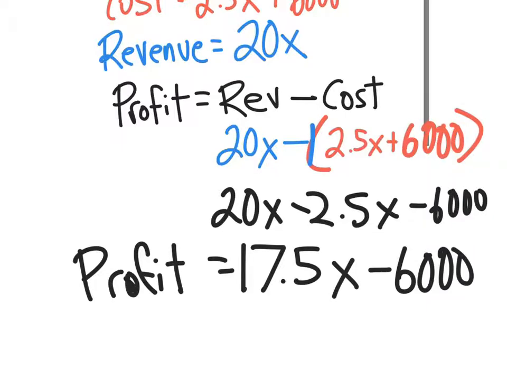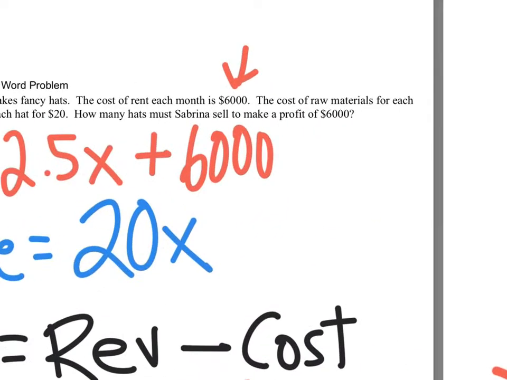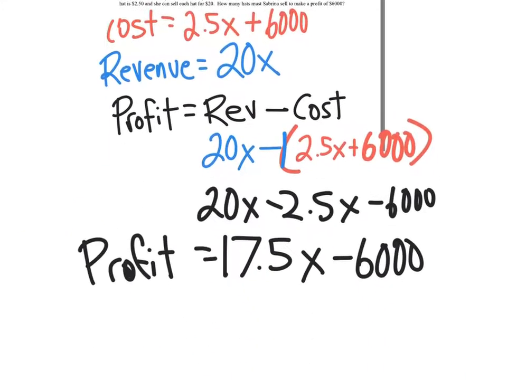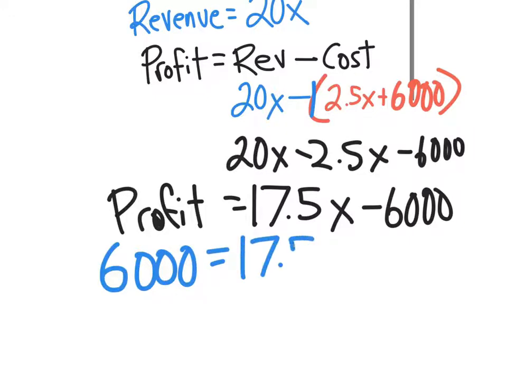All right, let's go back to this word problem. What is it asking us? How many hats must Sabrina sell to make a profit of $6,000? Well, I know that this is the formula for profit, and x represents the number of hats. We need to isolate for x. All right, let's do it. We're looking for a profit of $6,000. That's all of the money that she's made after all of those costs. So I'm going to rewrite this like this.